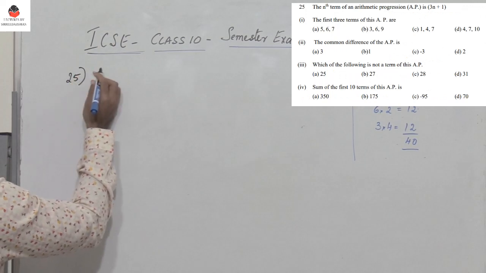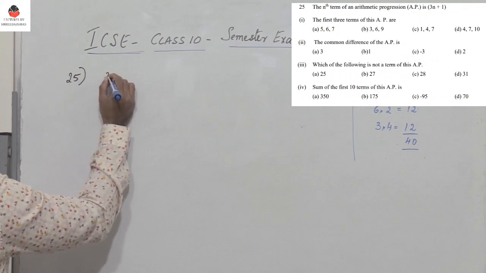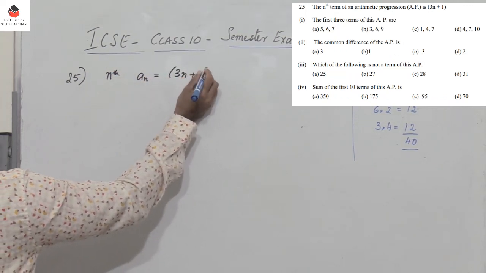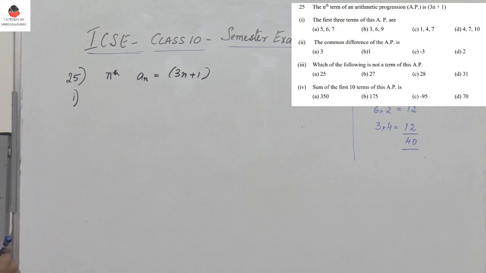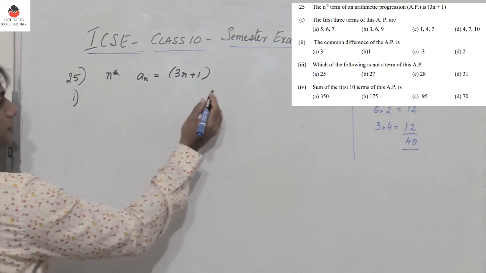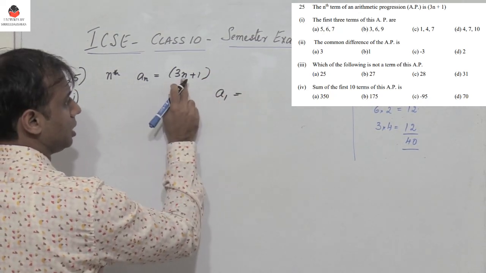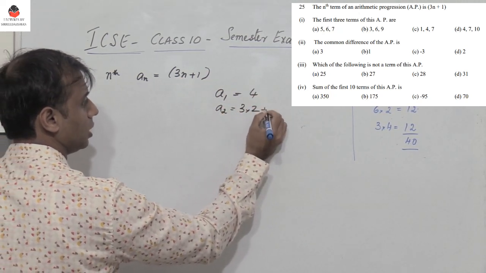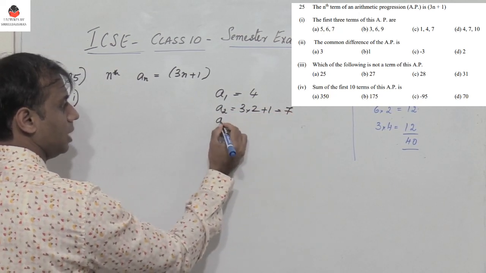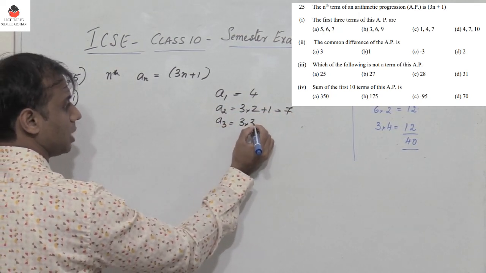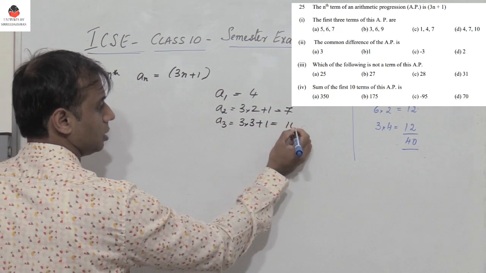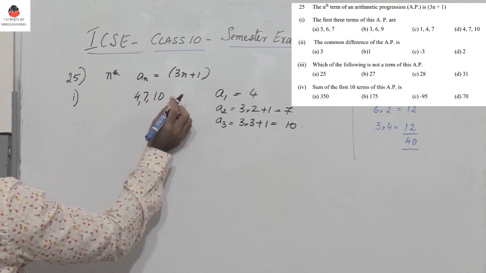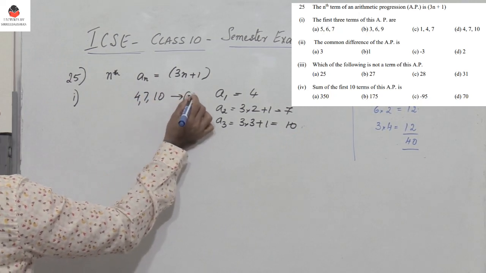So 25th one, this is the last question. The nth term of an AP, which is AN, equals 3n plus 1. So the first one, find the first three terms of this AP. Now what is the first term? Put n equal to 1. So 3 into 1 plus 1 is 4. A2 is 3 into 2 plus 1. 6 plus 1 is 7. A3 is 3 into 3 plus 1, which is 9 plus 1, which is 10. So you have 4, 7, 10. So you find that the right option is option D.